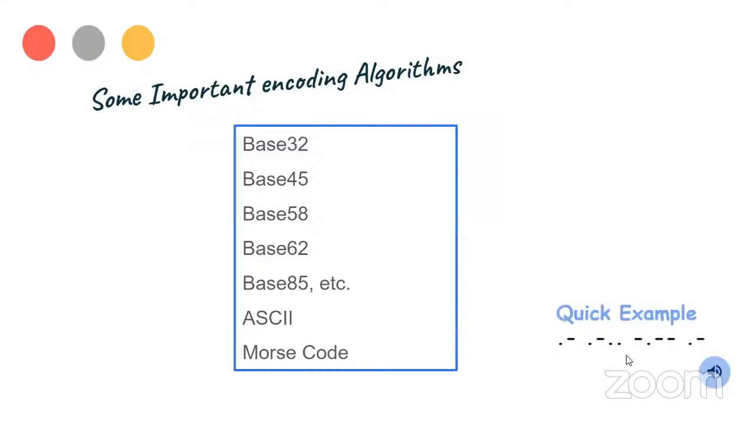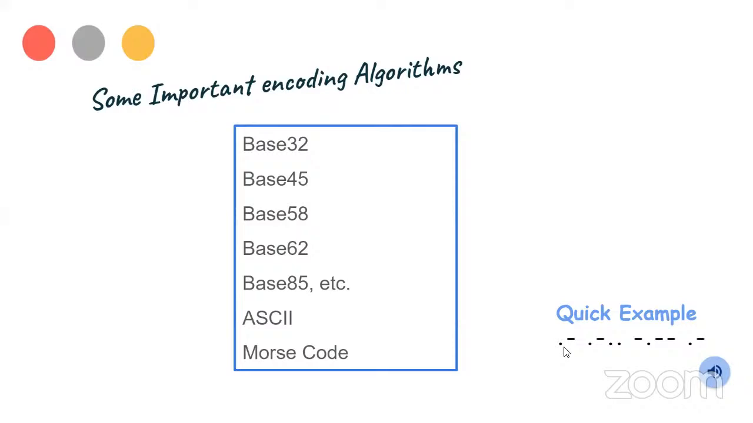So here is a quick example. This is how Morse code looks. I hope you will be able to hear this one. Just let me know if you were able to or not. No, it's not audible. Okay, no issues. So this is how Morse code looks.